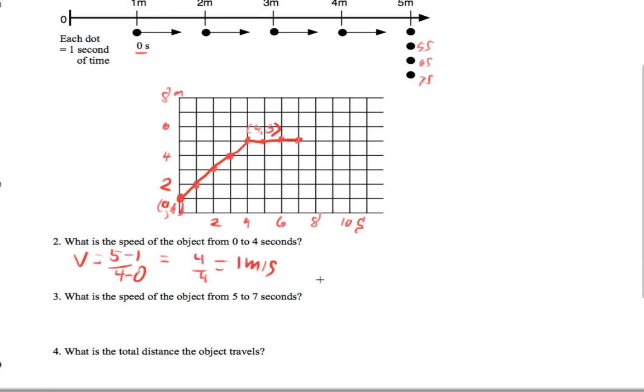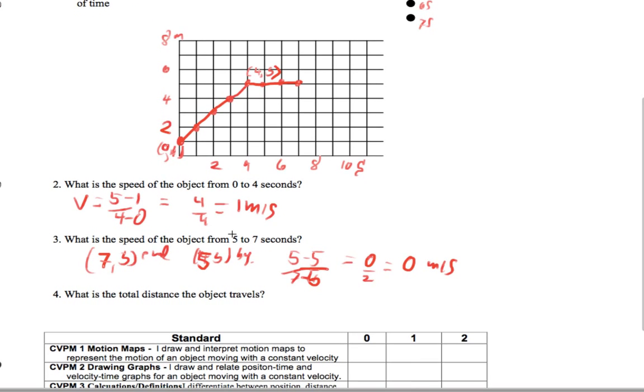Now the speed of the object from 5 to 7 seconds, if we look, that's going to actually be 7, 5 as my endpoint, and 4, 5 as my beginning. So when I do the slope, that's going to be 5 minus 5 over 7 minus 4. And I apologize, it's actually 5, 5. Not 4, 5. So 5 minus 5 over 7 minus 5, that's going to give me 0 over 2, which is 0 meters per second.